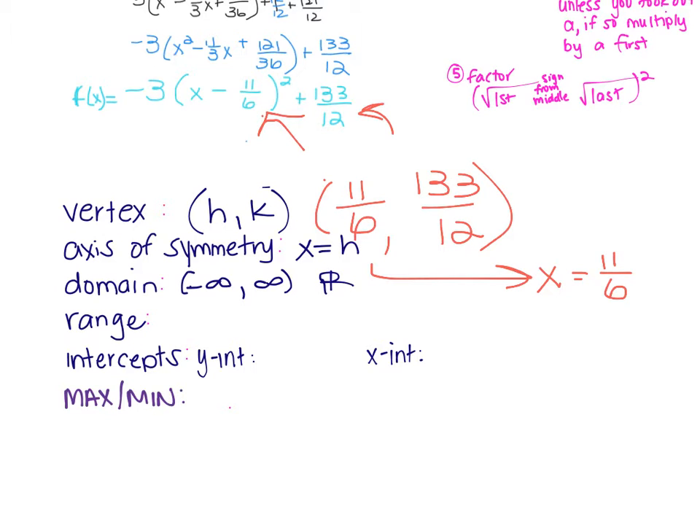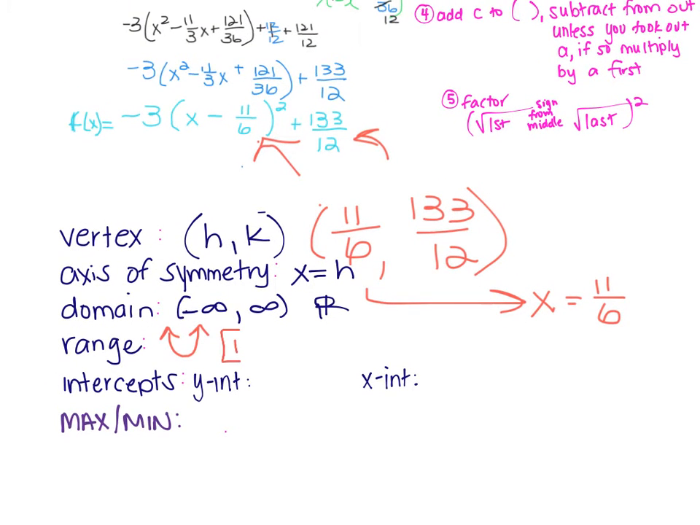The range, if my graph is going to open up, is going to be the k value of my vertex to positive infinity. If it opens down, it is negative infinity to the k coordinate of my vertex, or the y coordinate of my vertex. And the number gets the bracket, and the infinity gets the parentheses.